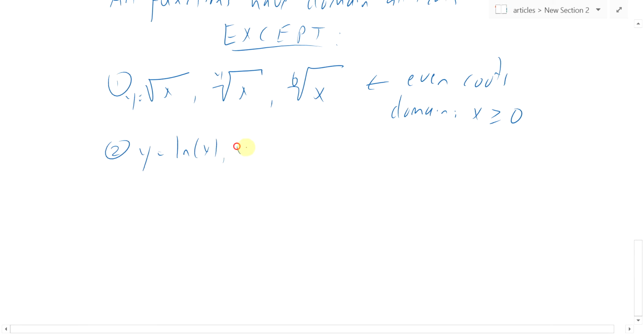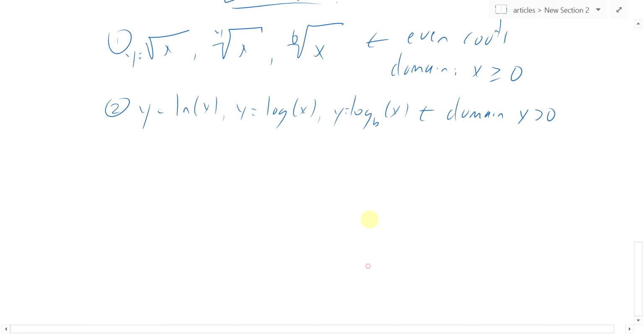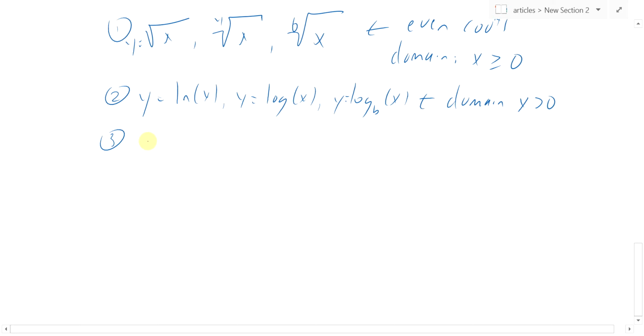Second rule, natural logarithm, base 10 logarithm, or in fact any logarithm. And we'll see logarithms when we get to section 2.4. You can't take the logarithm of a negative number or 0. So the domain is x greater than 0. And 3, the third exception is you cannot divide by 0. And so if you have a function that's got a fraction in it, you better make sure that the denominator is never equal to 0. So we can do some examples of this.